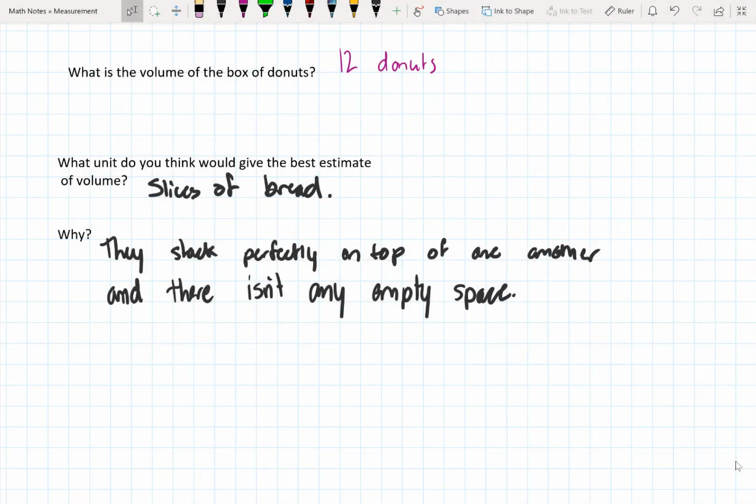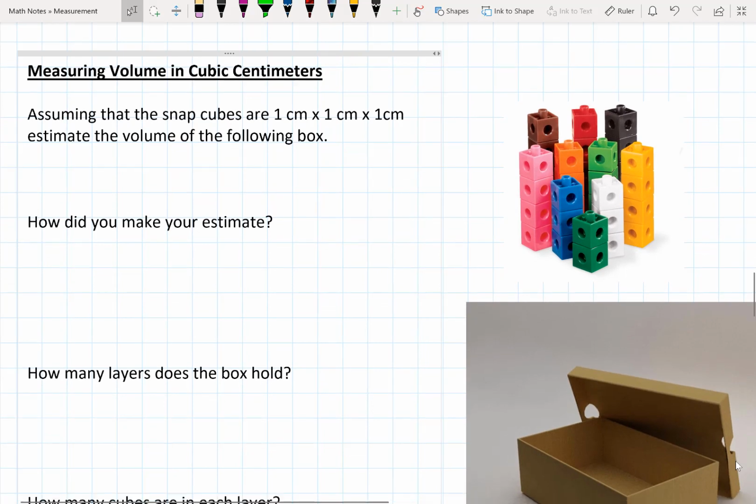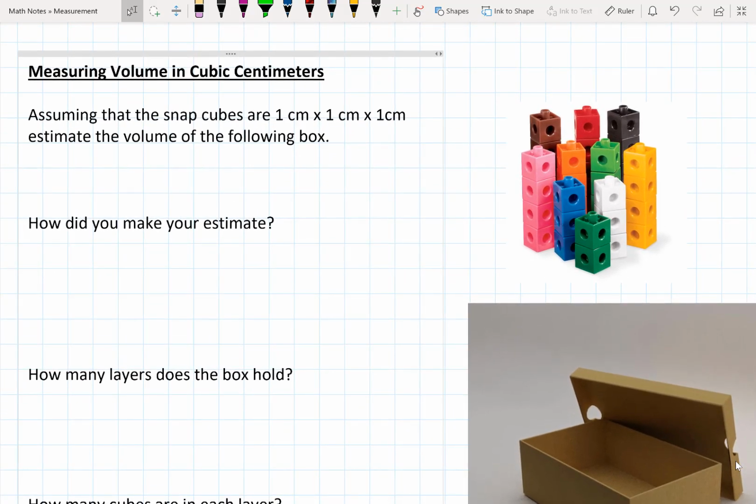In the next part of this lesson, we're going to be talking about how to measure the volume of an object in a more accurate way and using standard units to measure the volume of a geometric solid. So when we are measuring volume, we are actually measuring the space inside the box in cubic centimeters.